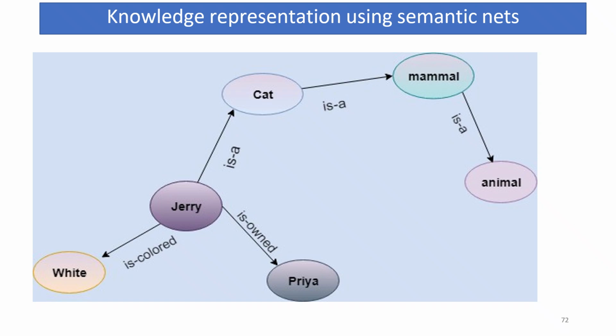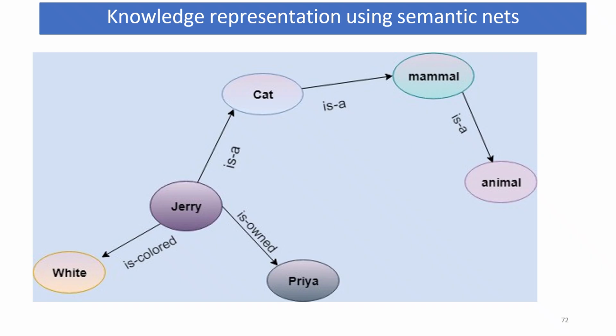So Jerry is a cat. The arrow labeled "is a" from Jerry to cat means Jerry is a cat. Cat is a mammal. The arrow labeled "is a" from cat to mammal means cat is a mammal. Mammal is an animal. The arrow labeled "is a" from mammal to animal means mammal is an animal. Jerry is owned by Priya. The arrow labeled "is owned" from Jerry to Priya means Jerry is owned by Priya.